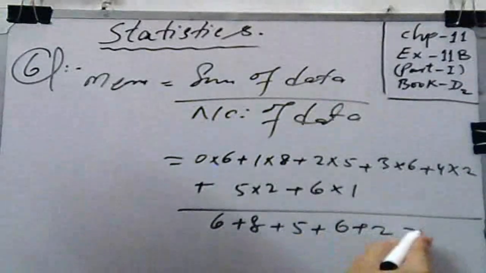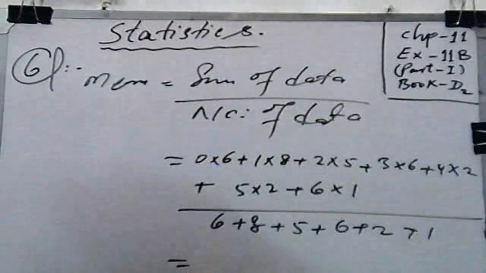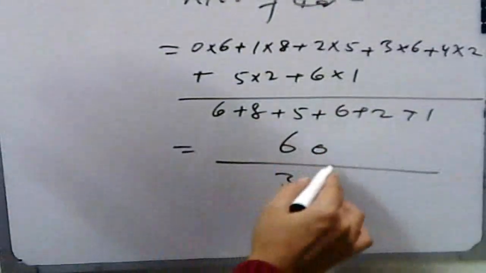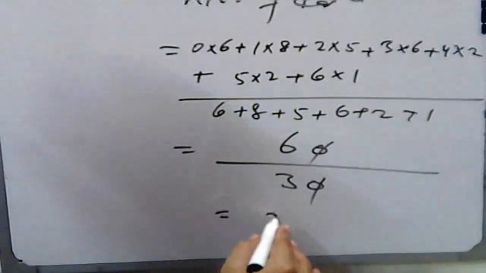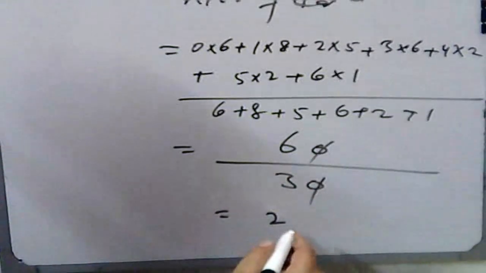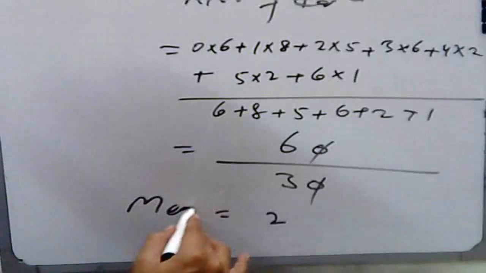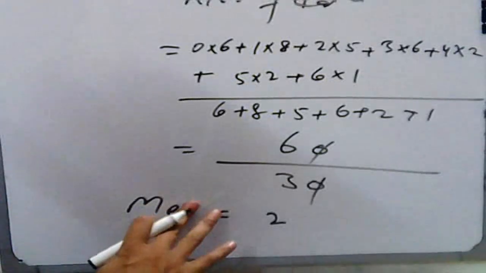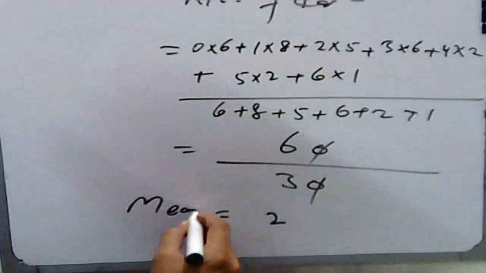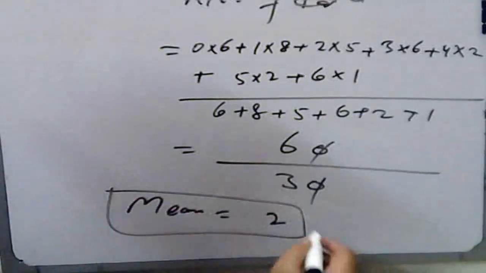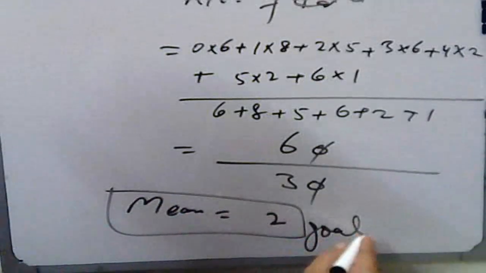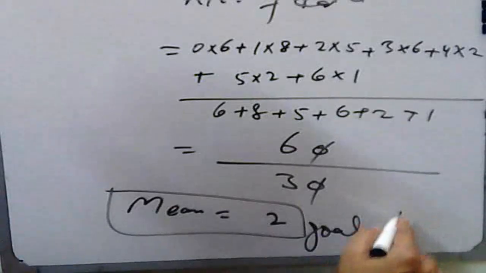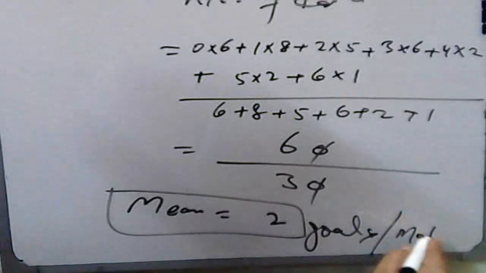So you will get 30 here and 60 here. So the 0s will be cancelled. So 3 2s are 6. So 2 is the mean. It means per match there are 2 goals. So the mean is 2. That is your goals per match. So that is your required result.